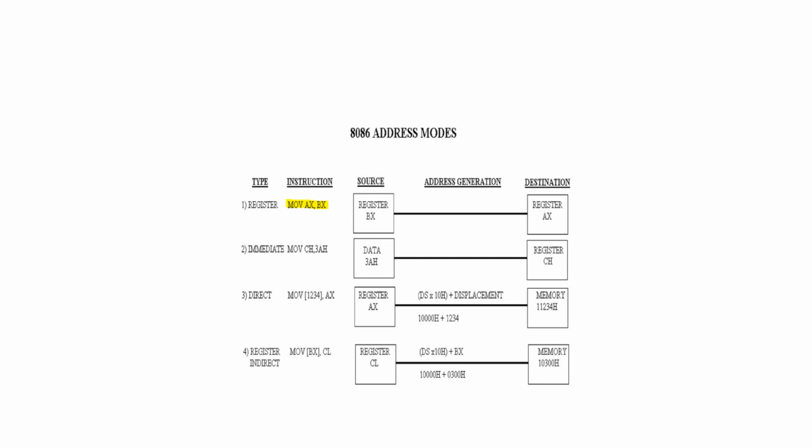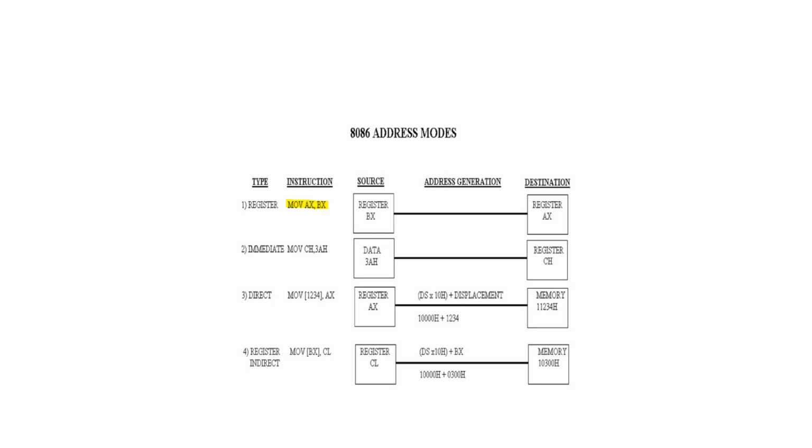Then immediate addressing. Here the immediate addressing example is MOV CH, 3A. CH is one part of the CX register, the higher part of the CX register. Here we will not be using MVI and so on. For immediate addressing, we only use the MOV instruction: CH comma 3A. 3A is a value that you store directly to the CH register.